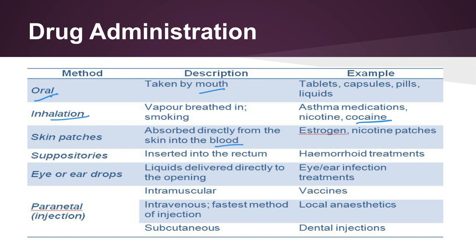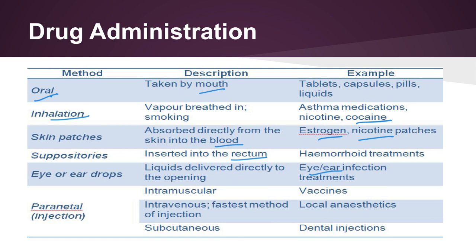Skin patches. So this is where you directly apply a skin patch to your skin, and so it's absorbed directly from the skin into the blood. So things like estrogen or nicotine patches, this is a great way that these are used. Suppositories are inserted into the rectum. A very typical example there is treatments of hemorrhoids. This is very, very effective. You can also have eye or ear drops, which is liquid that's directly delivering the medication to that particular opening. So used quite often in ear and eye infections.